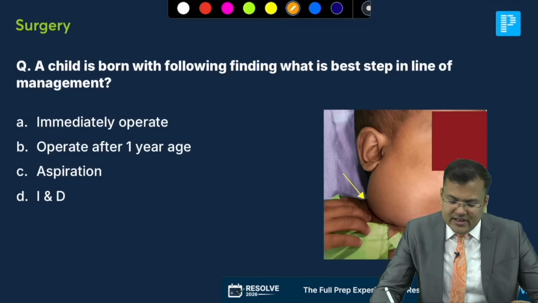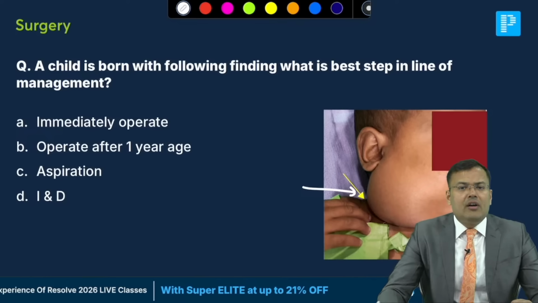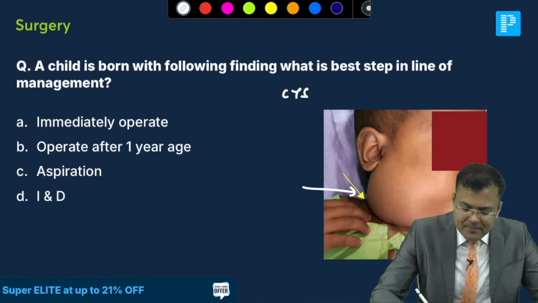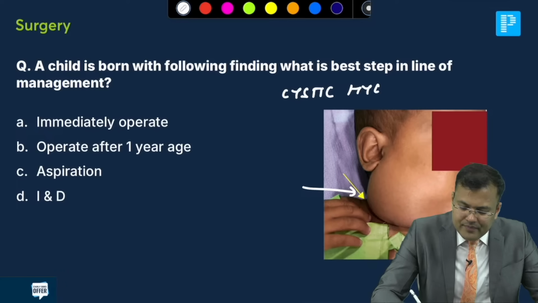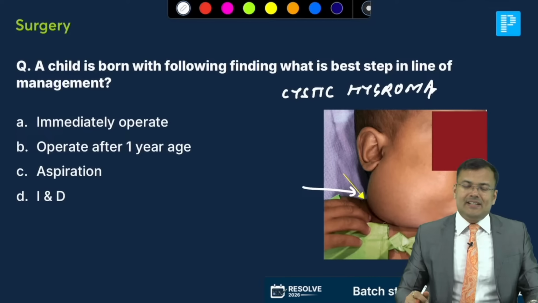Next, a child is born with the following finding. What is the best age in the line of management? Guys, can you tell me what is the correct answer? Obviously the diagnosis is cystic hygroma. Cystic hygroma. Now see, the age of repair depends on the presentation.